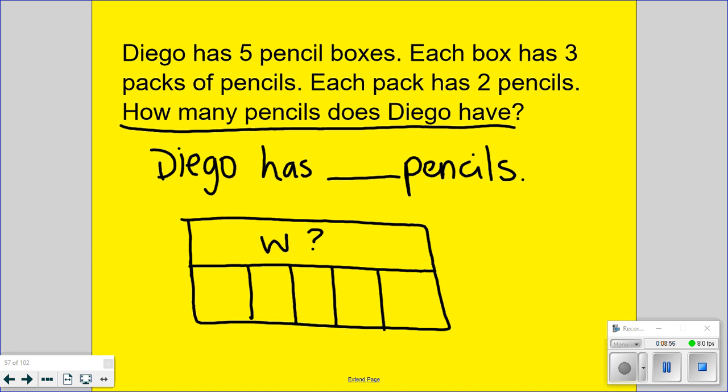How many pencil packs does each box get? Keegan? 3. I'm going to draw 3 pencil packs. I'm doing circles because, just like Kaden said, I've got more stuff in those packs. Does that make sense? No, it only says each box has 3 packs of pencils. So there's all my packs.